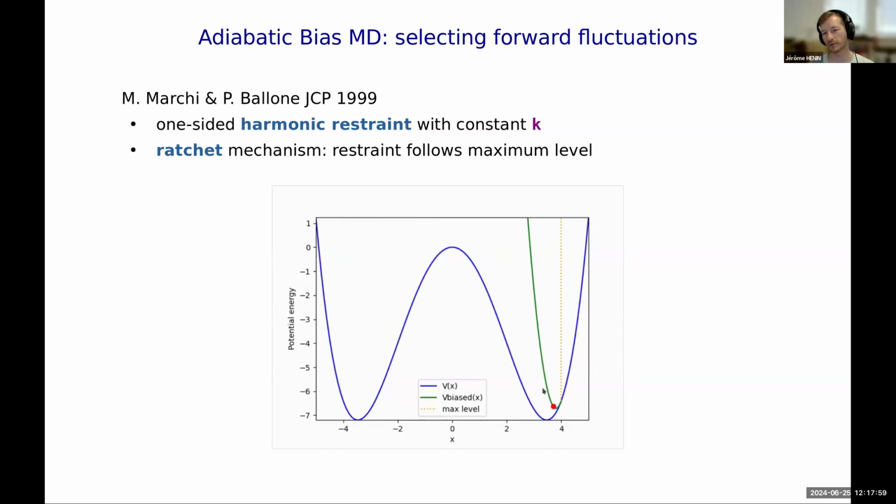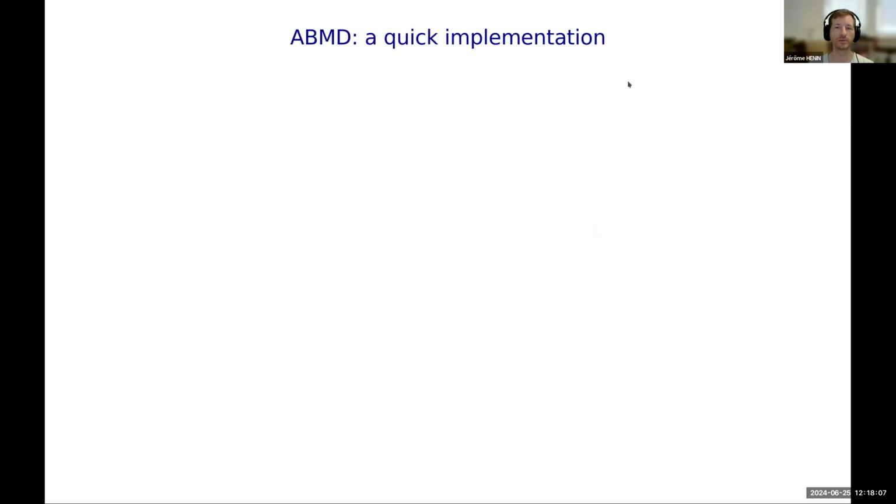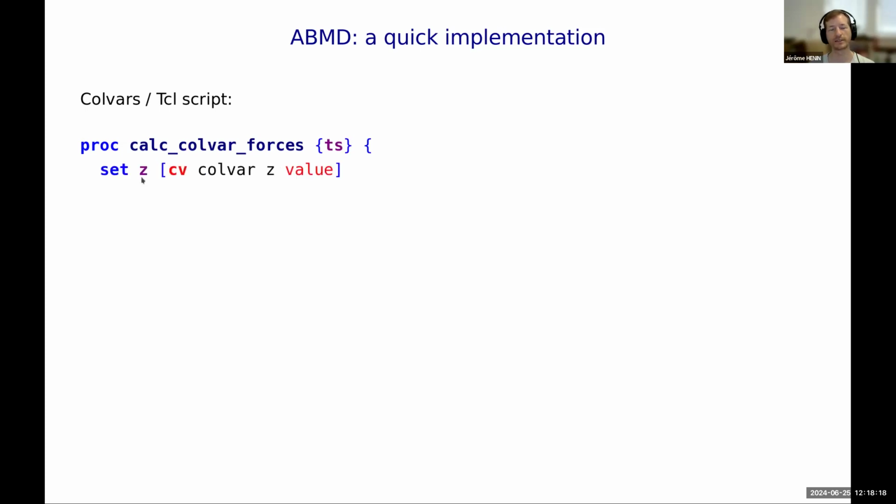So now how do I implement this? Well, one way to implement it is really simple. You can add this new method into Colvars without writing any C++ code. So the quick implementation is the following. It's a little Colvars TCL script, and I'm just defining this function, which is called a procedure in TCL, where I say, well, I need the value of the coordinate. So I'm going to call z a variable that contains it. Here I'm calling the Colvars scripting interface and asking for the value of Colvars z.